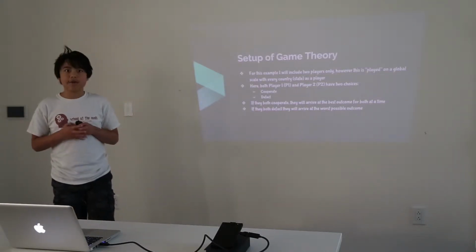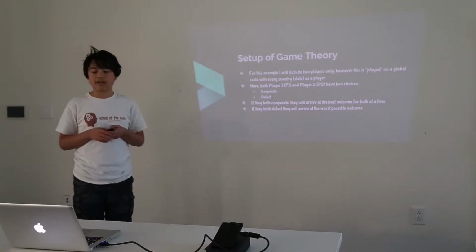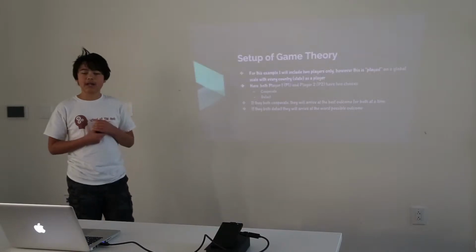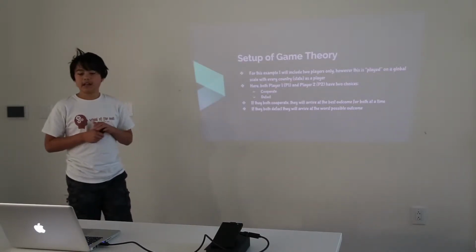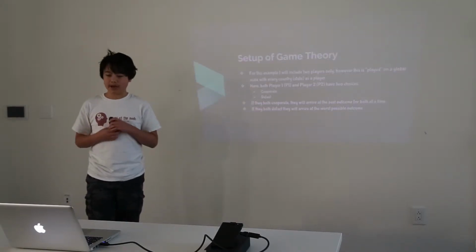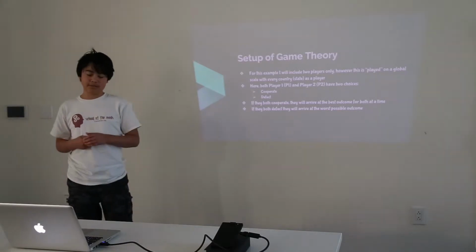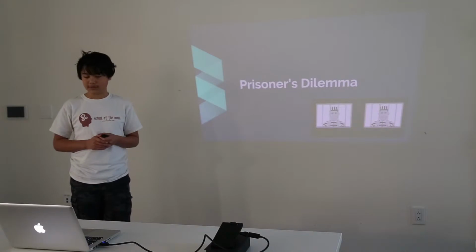So for this example, I will include 2 players only. However, this game is played on a global scale with every country or state as a player. Here, both player 1 and player 2 have 2 choices only, to cooperate or defect. If they both cooperate, they arrive at the best outcome for both at a time. If they both defect, they arrive at the worst overall outcome. This game in particular is called the prisoner's dilemma.